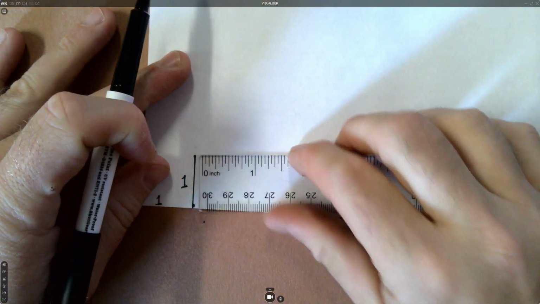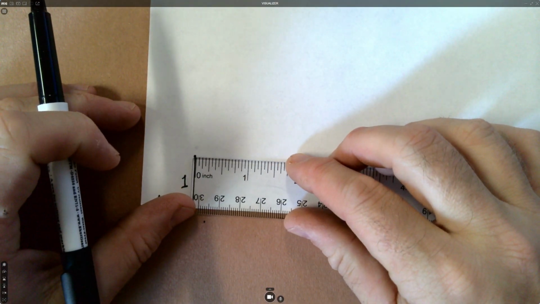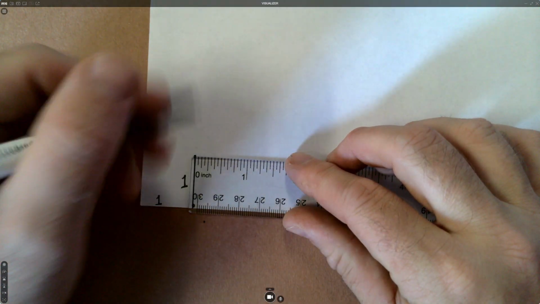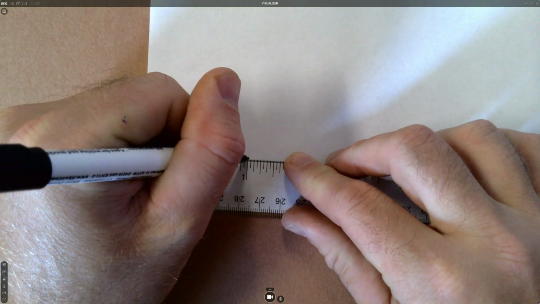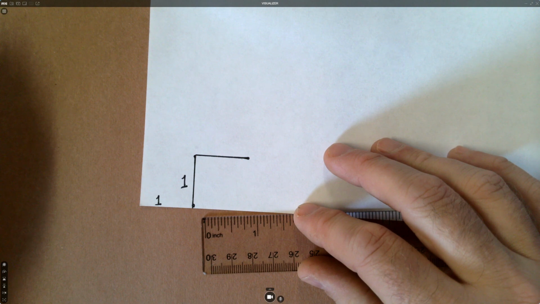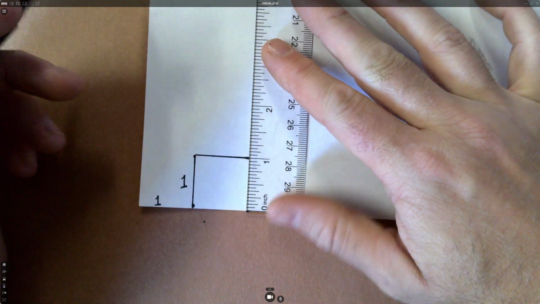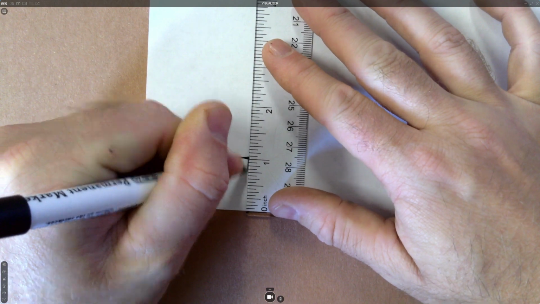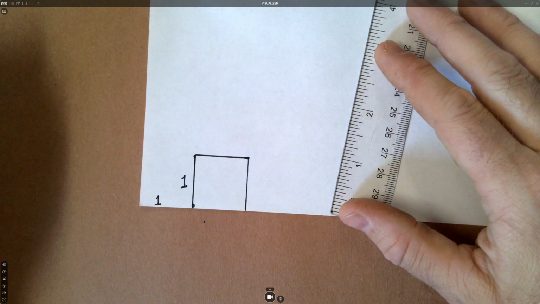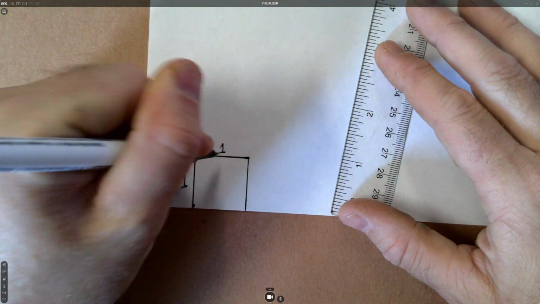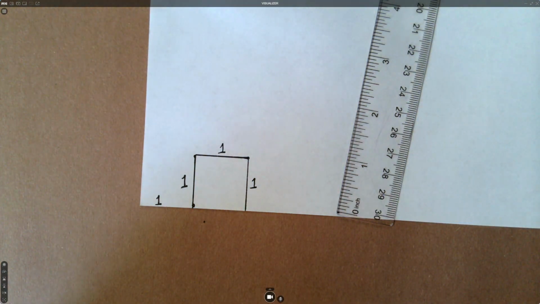So let's go ahead and go over from the top of this line, go over 1 inch. And then go down 1 inch. So everything we've made now, when you talk about their size relationship, they're all exactly 1 inch. They're all exactly the same length. No matter which direction they're pointing, they're the same length.